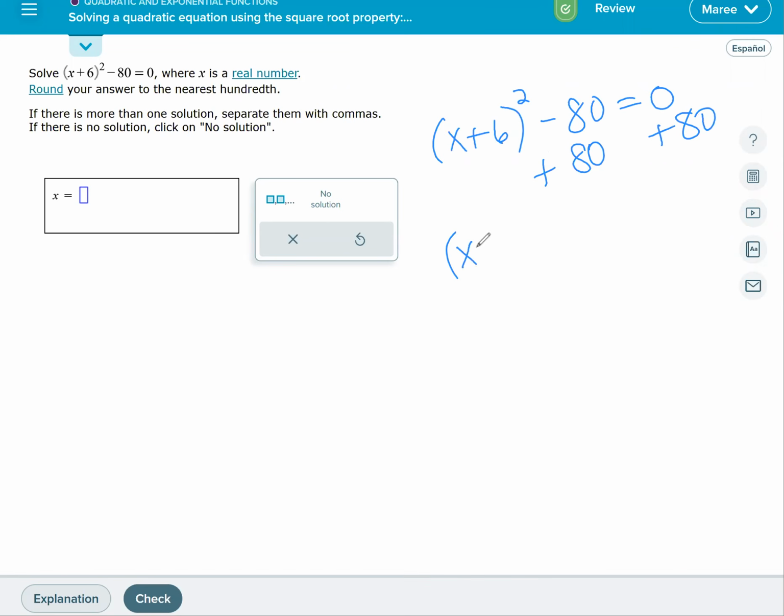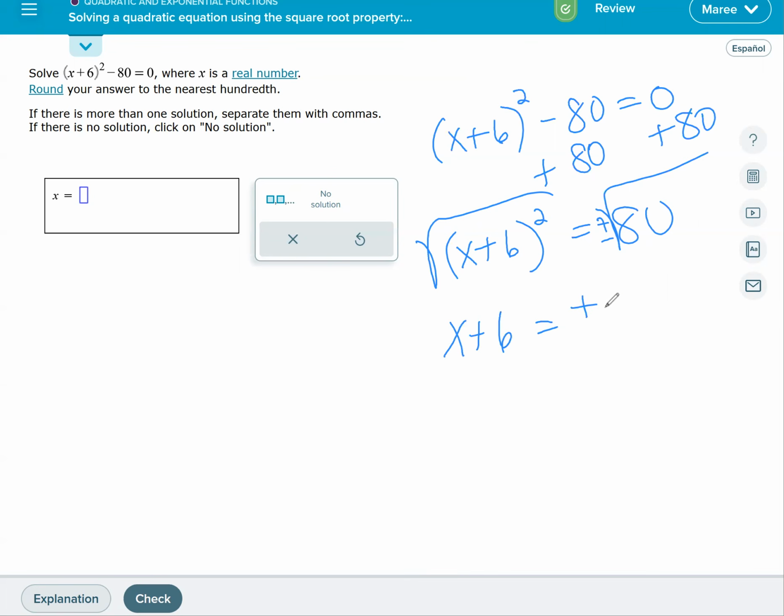And we're left with quantity x plus 6 squared equals 80. At this point, we want to take the square root of both sides. So when we take the square root of 80, we need to include the plus or minus. When you take the square root of something squared, you get x plus 6. So x plus 6 equals plus or minus square root of 80. And then we need to subtract 6. And the way we write that is -6 plus or minus square root of 80.